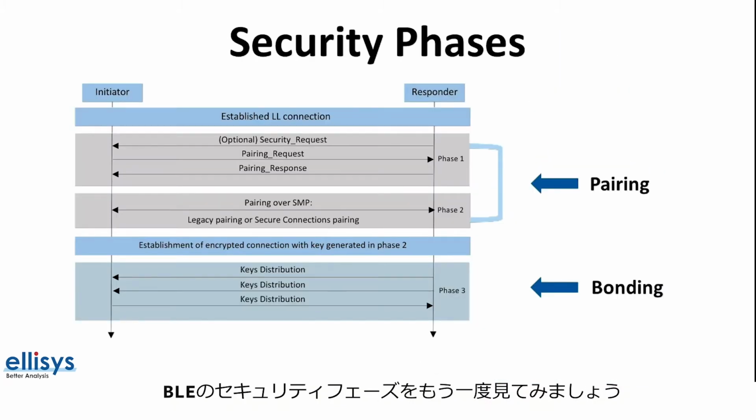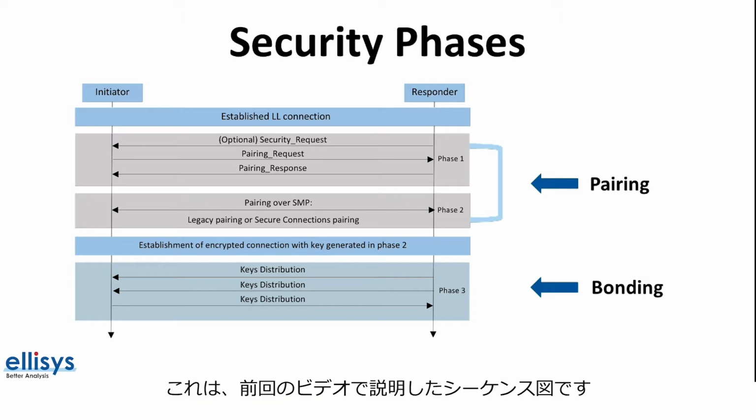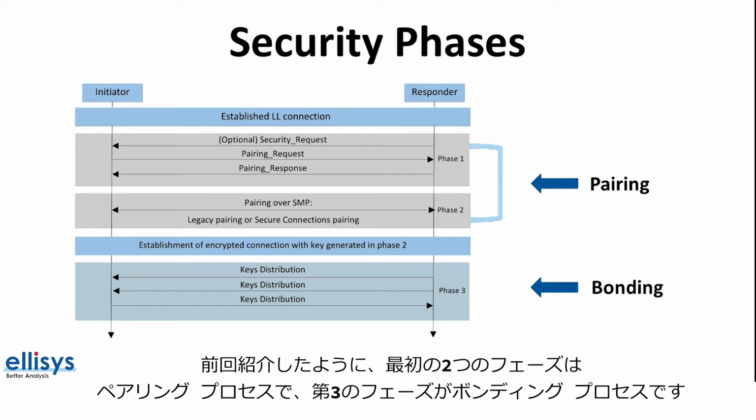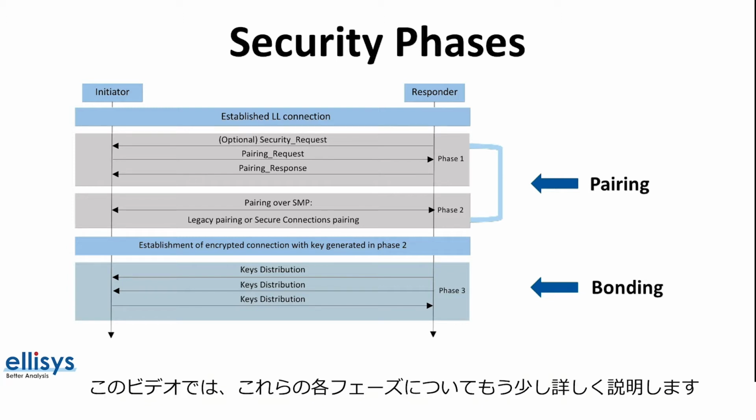Let's revisit the security phases in BLE. Here's the sequence diagram we went over in the previous video. The first two phases, as we mentioned before, make up the pairing process, and the third phase is the phase of bonding between the two devices. Now in this video, we'll be getting into each of these phases in a bit more detail.